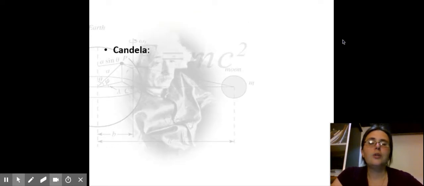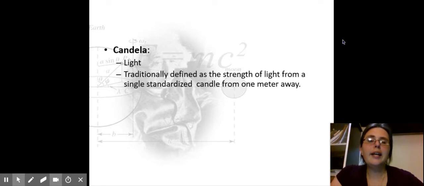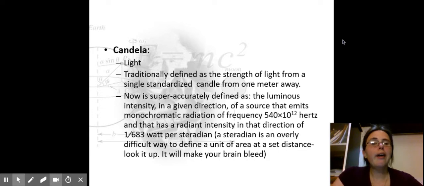Okay, so candela is the unit of measure for light, and it's usually defined as the strength of light from a single standardized candle from 1 meter away. Again, we have a more accurate definition, and I'm not going to read it to you. If you would like, you can, but you don't really need to know it.